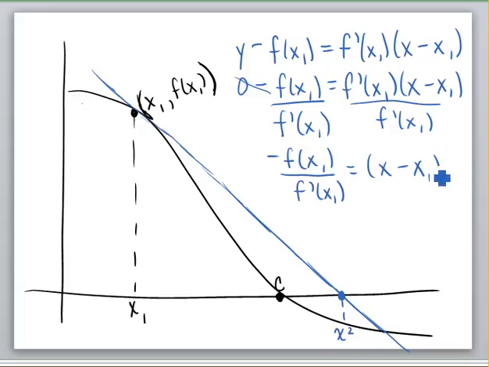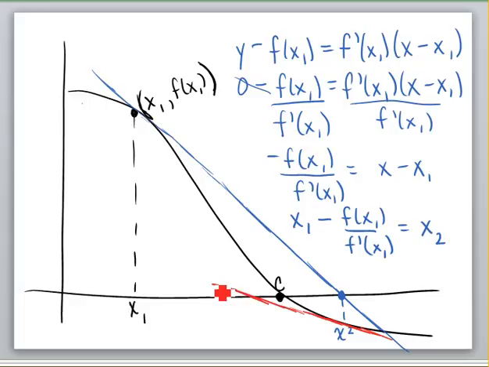I don't really need these parentheses, so I'm going to get rid of those. I want to solve for this x value, so I would add x sub 1 to both sides. When I did that, I'd end up with x sub 1 minus f of x sub 1 all over f prime of x sub 1, and this equals that new x value, which I have called x sub 2. Now, what does that do? Well, it gives me a new starting point, and then I have to draw another tangent line to the curve.